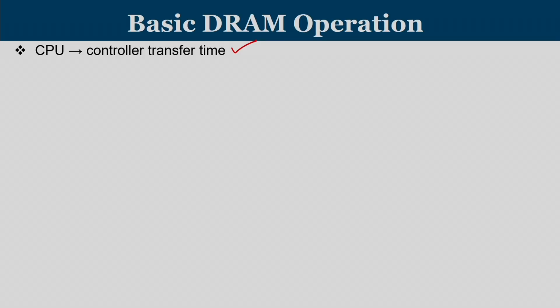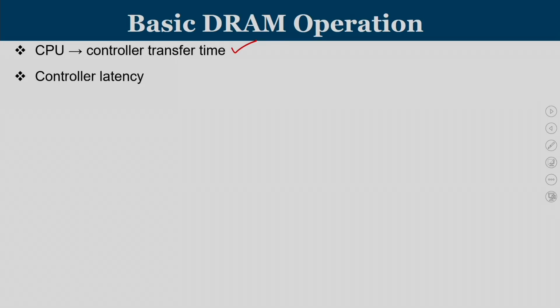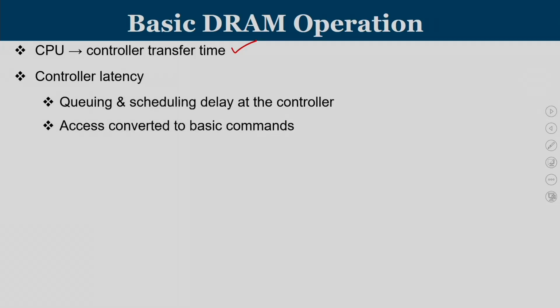So there is a transfer time involved, from the CPU chip to the DRAM controller. And the controller itself has its own latency. There is some operation that happens in the controller, and that has to be carried out. Now, what are the important operations? Many requests will come to the controller because we are in a multi-core environment. You can have requests coming from multiple tiles or multiple processors, and all of these are going to queue up inside the DRAM controller. So you have a queuing delay, and then you have to pick one among them. That's called a scheduling delay that happens at the controller.